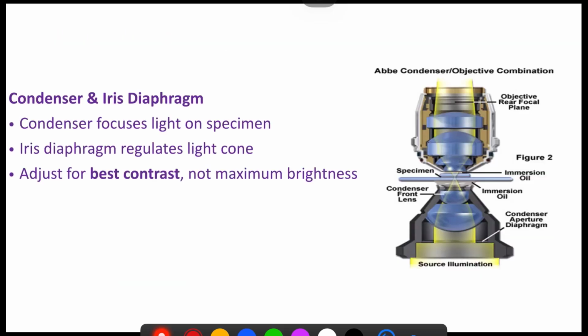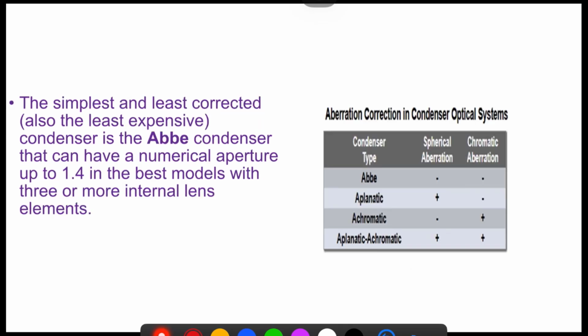Now condenser and iris diaphragm. So here you can see this is the objective, this is the specimen, and here the condenser. And condenser focuses light on the specimen, while the iris diaphragm regulates the light cone and adjusts for the best contrast, not for the maximum brightness. So there are different types of condenser.